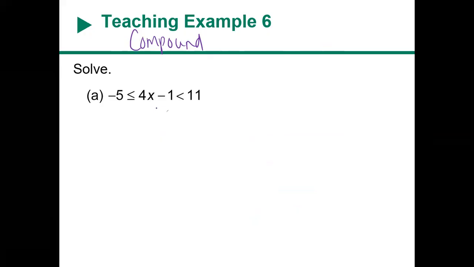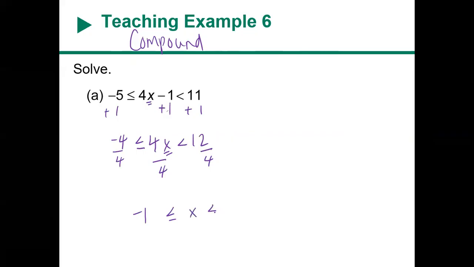No, never again. All right, so we have 4x minus 1 in the middle. And my job is to isolate the variable still. So if I have minus 1, I'm going to add 1 to all sides. I'm going to feed all my children the same amount of food. So then I'm left with negative 4 is less than or equal to 4x, which is less than 12. Is my variable isolated? No. So what's the last thing I need to do? I'm going to divide all sides by 4. And so I have negative 1 is less than or equal to x, less than 3. So my compound solution would be this guy.